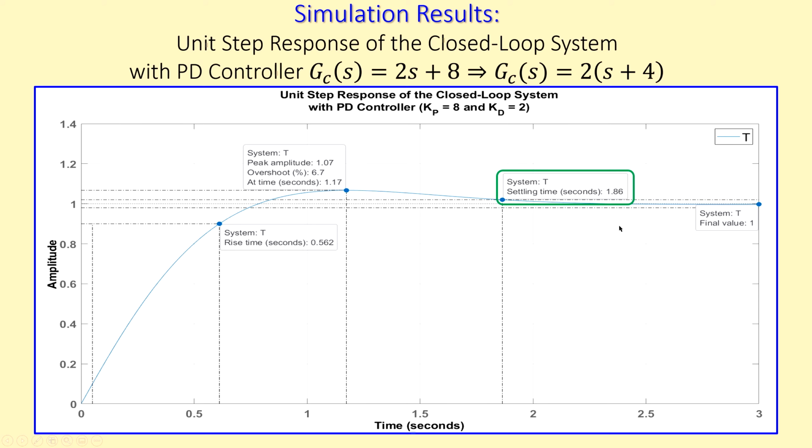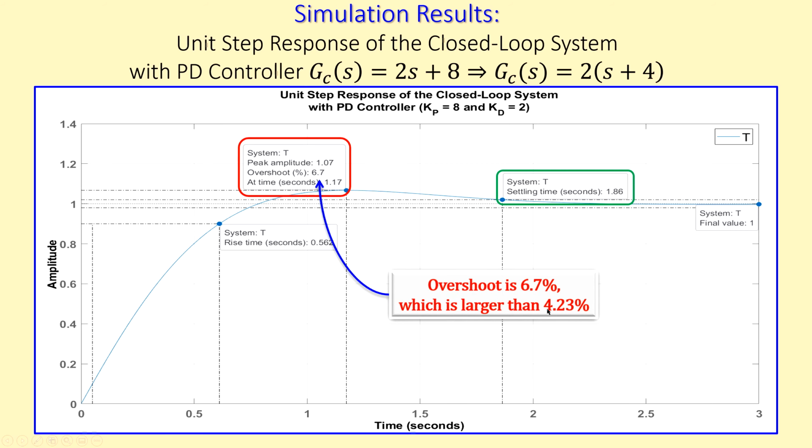So it is less than 2 seconds, that is okay. But I see that the overshoot is 6.7%, which is larger than what I wanted, which is maximum 4.32%. So this is not what I wanted. The final value is 1, so it is 0 steady state error. The rise time is approximately 560 milliseconds. But the thing is, the overshoot is not what we want. It's too much. So we need to adjust this. So you see, it is larger than 4.32%.